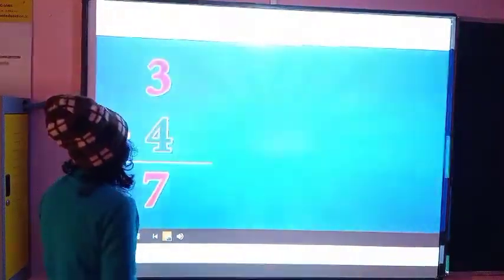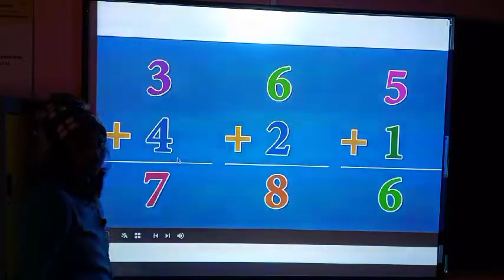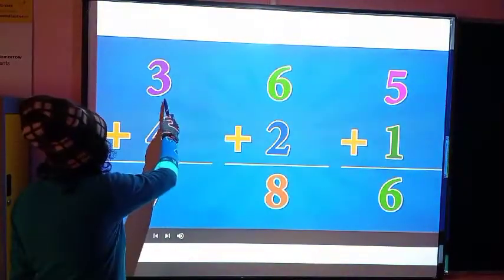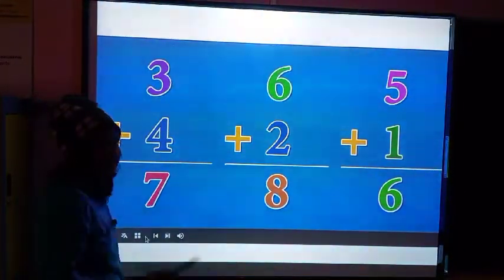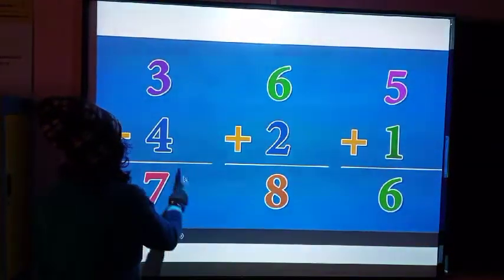Then this is 3 and this is 4. Everyone already knows about addition. So this is 3, this is 4. What is the result? The result will be 7. 3 plus 4 equals 7.